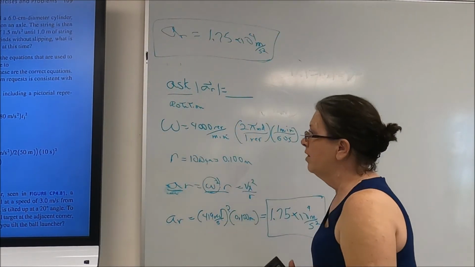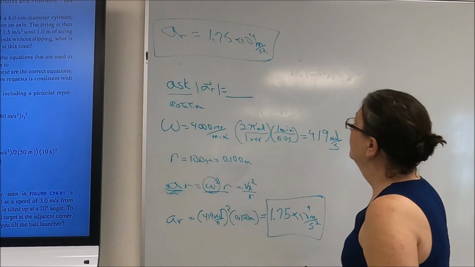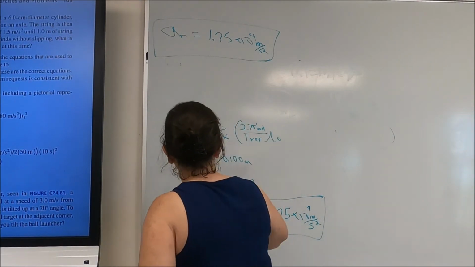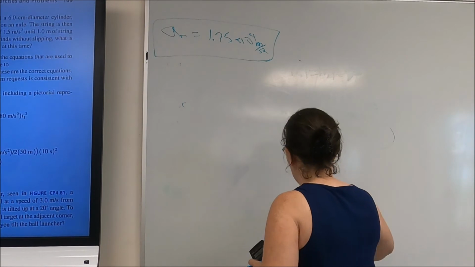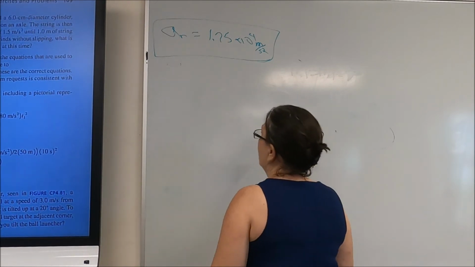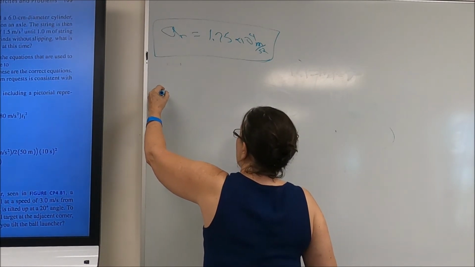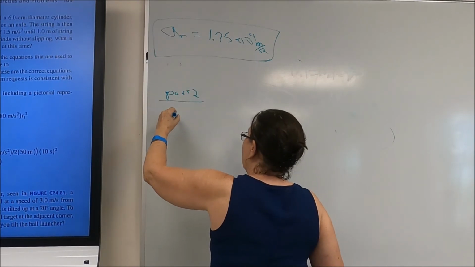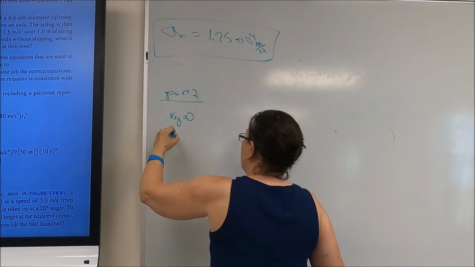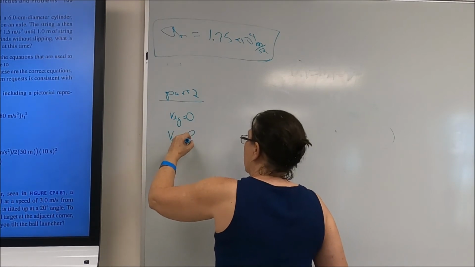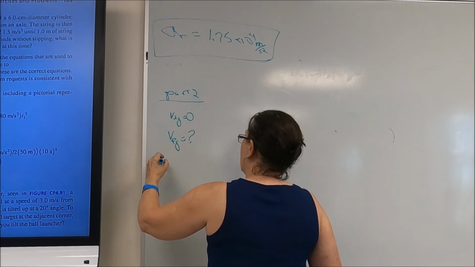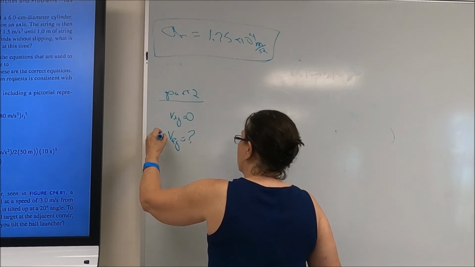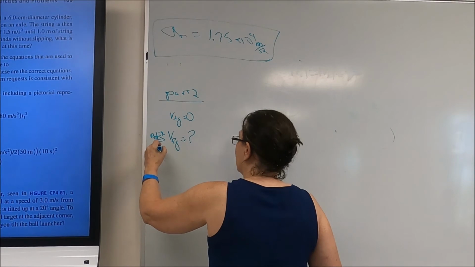Now that was part one of the problem. Okay, the second part asks us to compare a test tube that is dropped. So in part two, we have V initial Y is equal to 0. V final Y, we're going to have to calculate. This is right before it hits, before it stops.